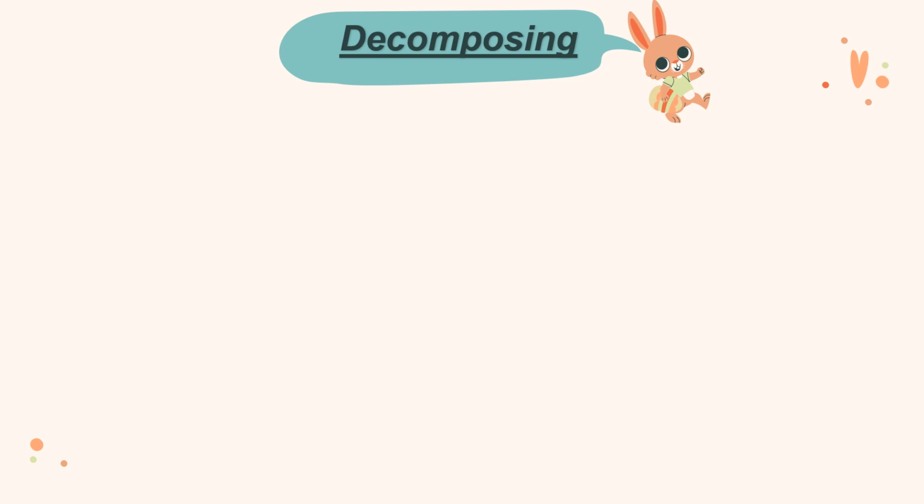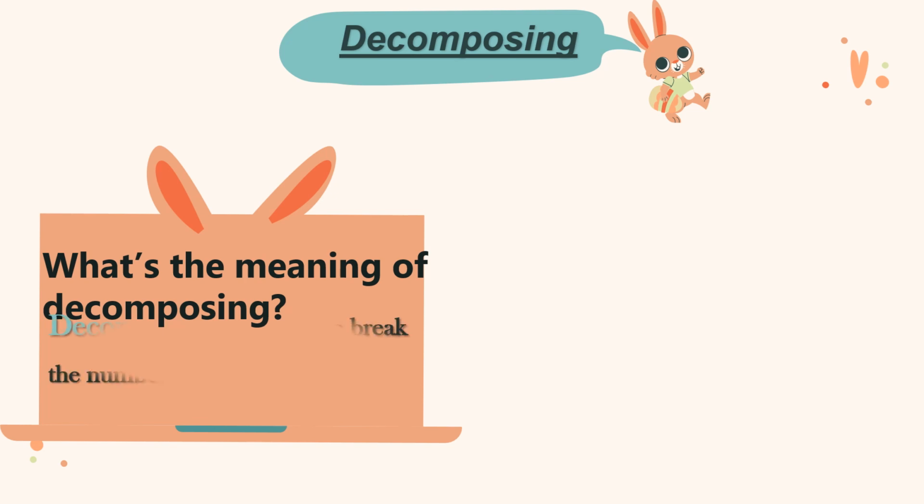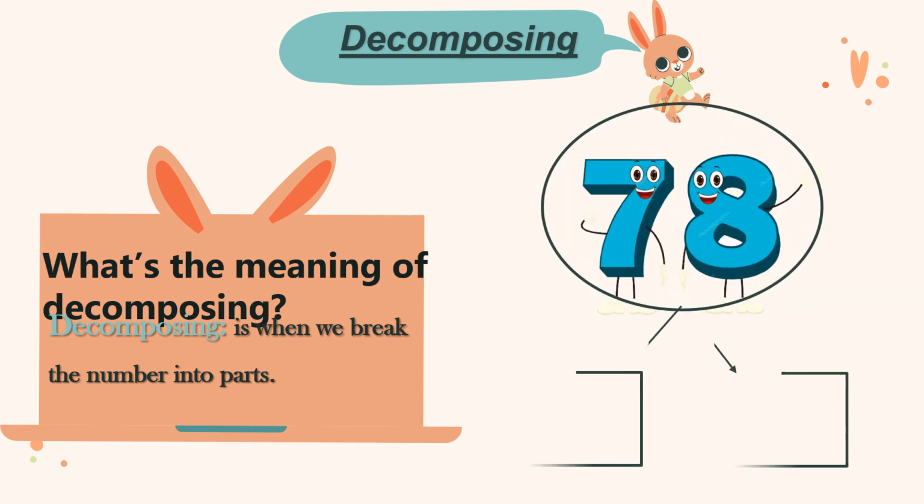Let's move to decomposing. What is the meaning of decomposing? Decomposing is when we break the number into parts. For example, 78. First, let's put the places. 8 in ones, 7 in tens.